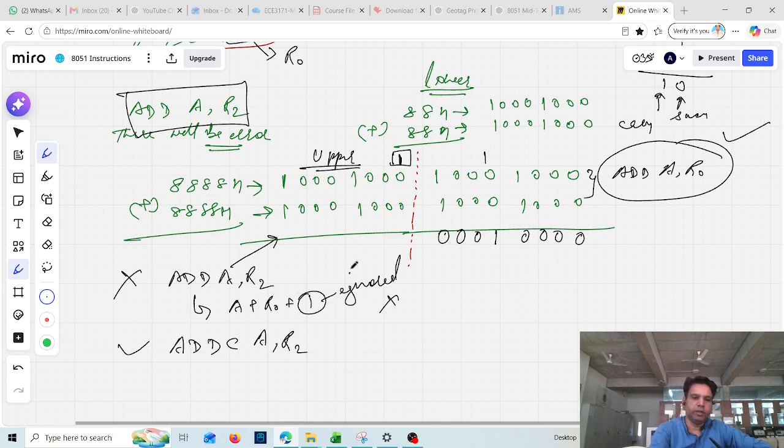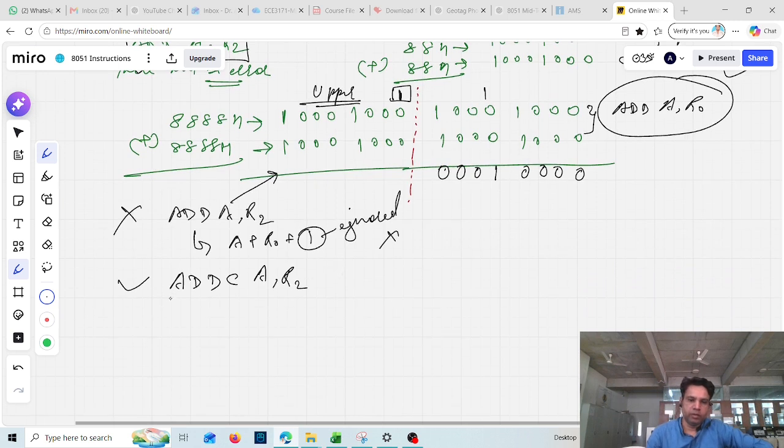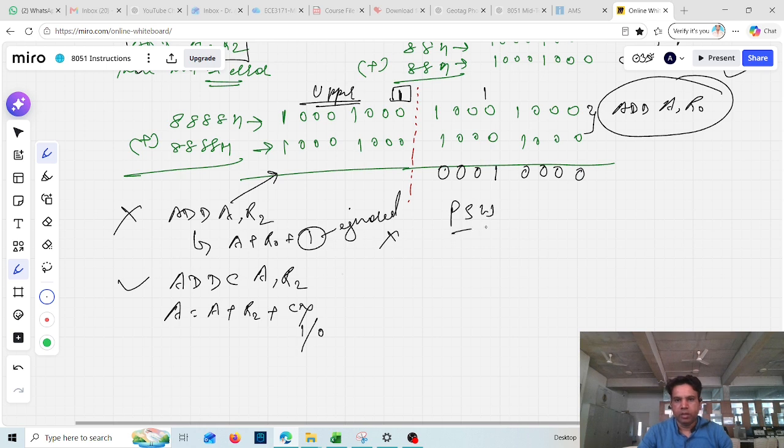The meaning of this one is A equals A plus R2 plus the CY bit. So if there is any carry because of the previous addition, then it will be 1, otherwise it will be 0. If there is no carry, then you know there are flag registers. You have seen the PSW register. What is going to happen? We have one carry bit here, CY, and other flag bits.